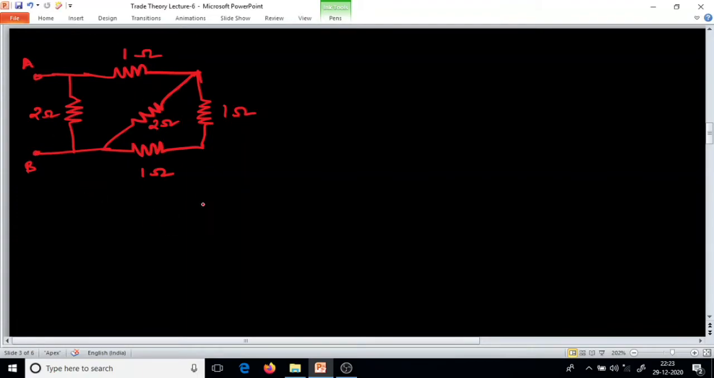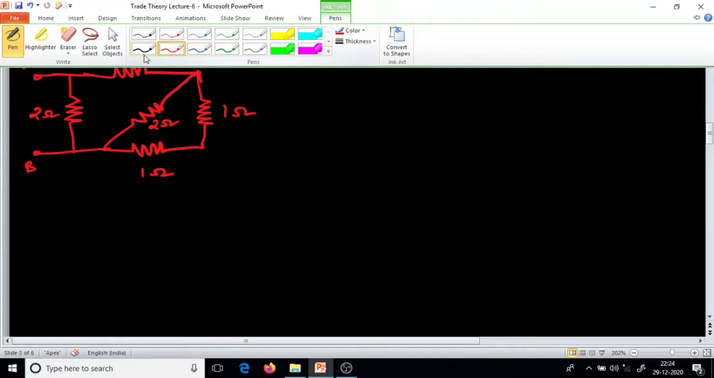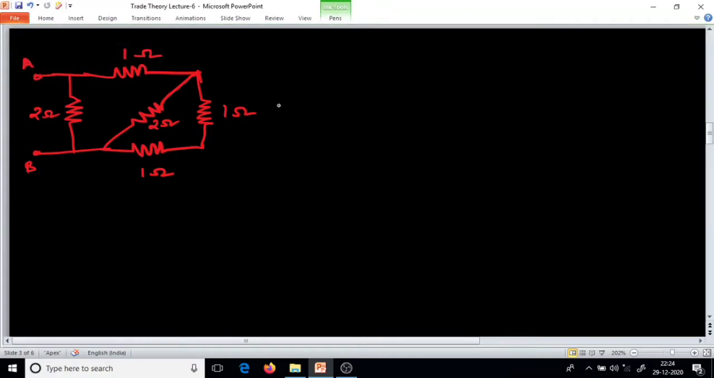If you see, this is a combinational circuit of resistors, that is, resistors are connected in series as well as parallel. Now we will simplify this diagram and solve it. So if you see this 1 ohm and 1 ohm, these two resistors, they are in series.